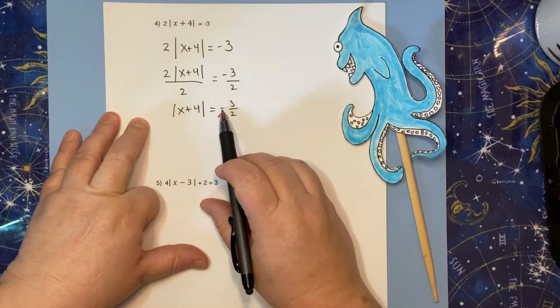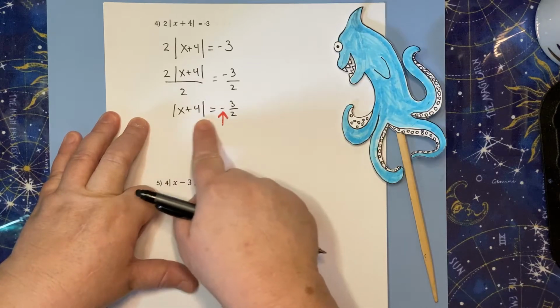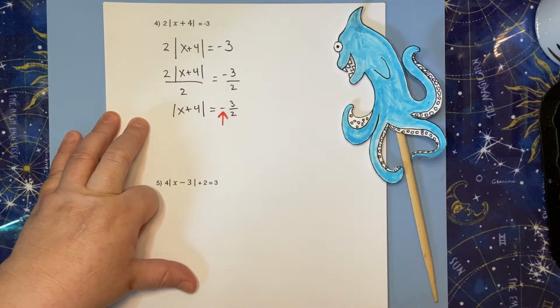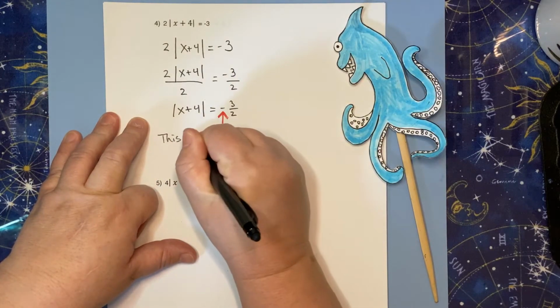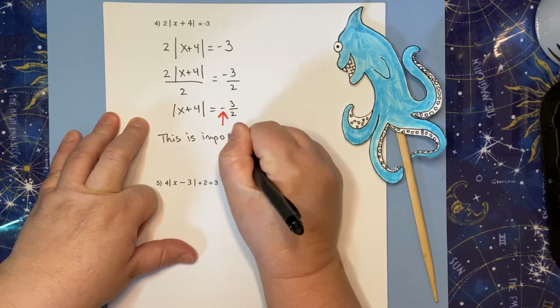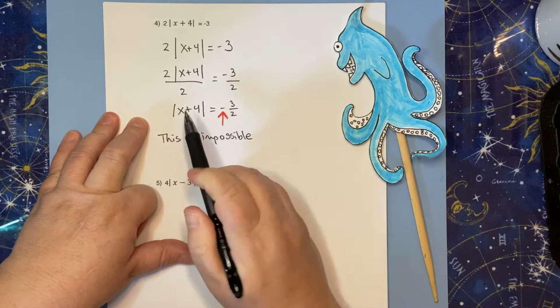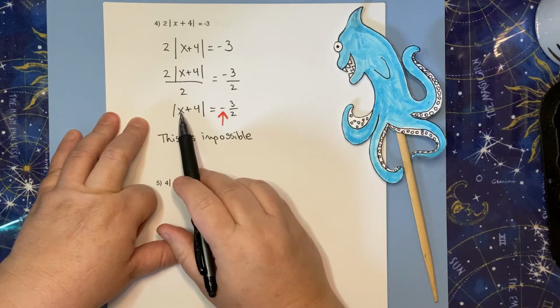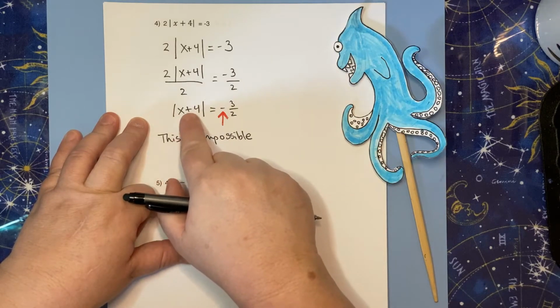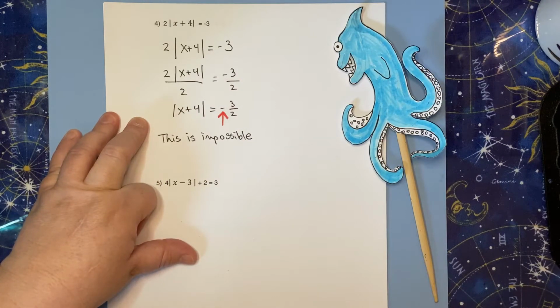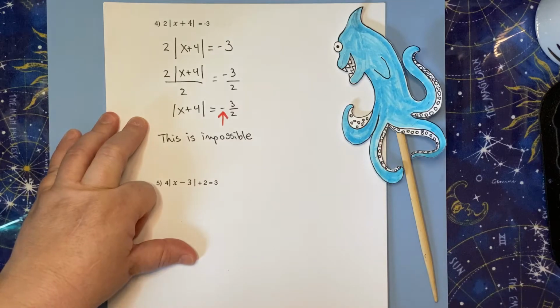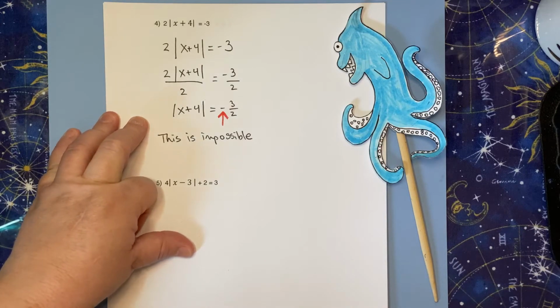Okay, but there's a negative. Can an absolute value equal a negative number? And the answer is no. This is impossible. In other words, if I put any number in for x, I'm going to end up with a number. X plus 4 will equal some number. Then the absolute value of that number will either be 0 or a positive number. Could it be negative 3/2? No. You can't get a minus out of an absolute value. It does not matter what x is.